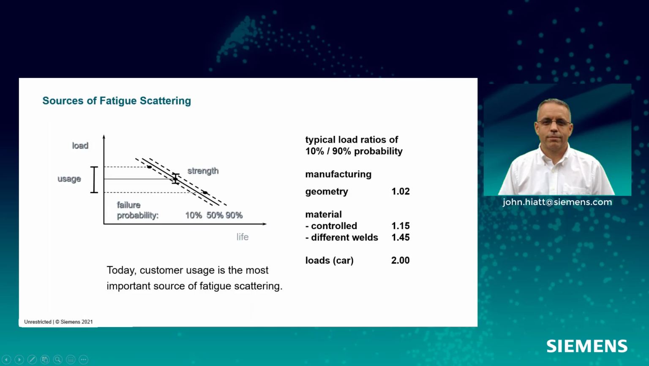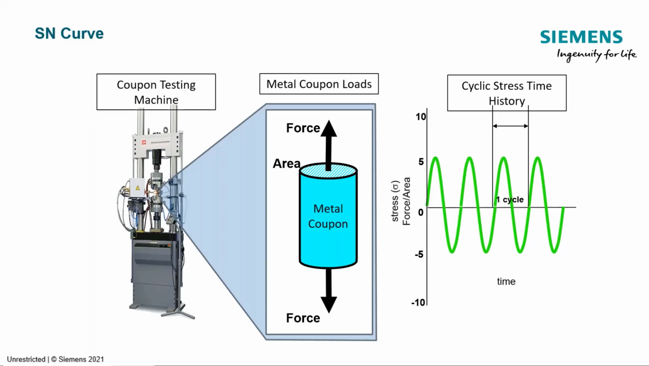Just to give you a little feel for loading and variation, in typical automotive, loads are 2. You can see the next is welds. Geometry is the best controlled. So materials have lots and they can have different properties. Just remember when you're using the SN curve that you're all using the same percentile. Machines kind of look like this that test the coupons.